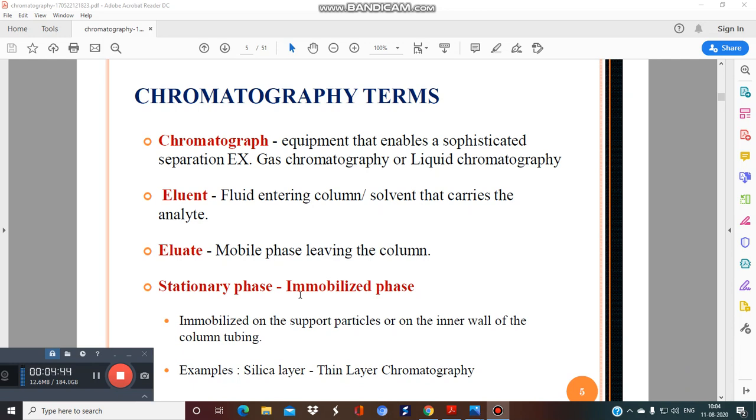Next is the stationary phase, or you can say immobilized, because it is fixed and does not move. That's why it is known as immobilized, or in some cases also known as adsorbent. For example, in the case of TLC, silica gel G is known as the adsorbent. We will cover TLC, then we will clear the concept of adsorbent and absorbent. So it is the adsorbent in TLC, that is the stationary phase, silica gel G.